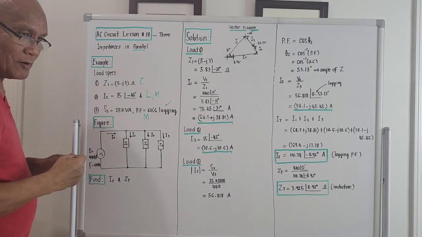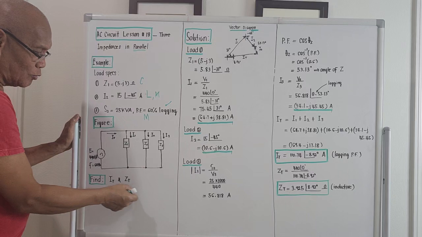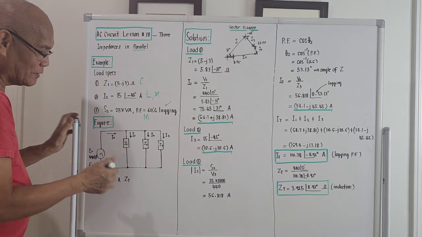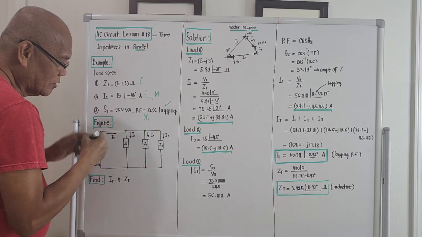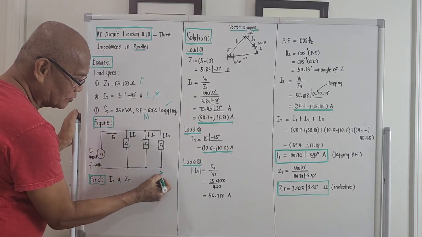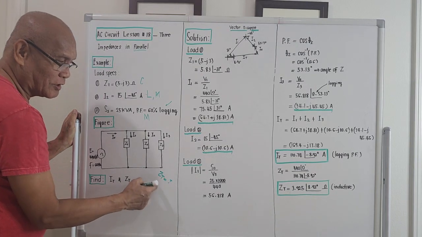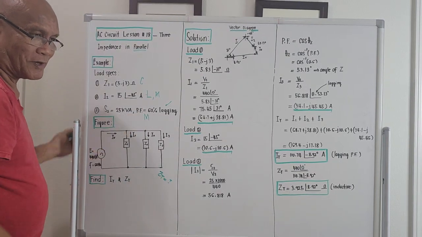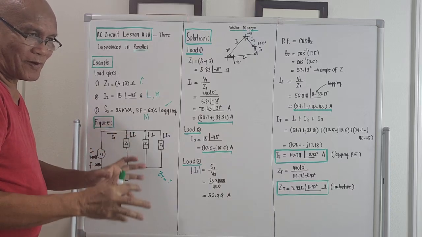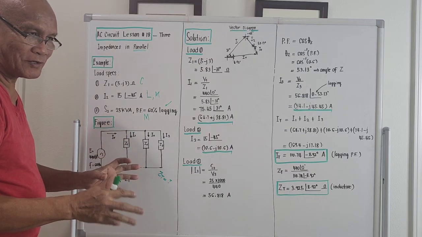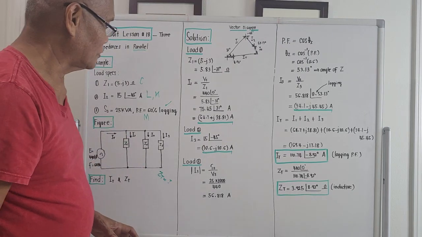The requirement of the problem is what will be the total current drawn and what will be the total impedance. Total impedance meaning if we compress these 3 loads here, what will Z total be equal to? Because if we know Z total, we could compute the total current. So the key to the solution is to find first the total impedance of the given parallel impedances. Okay, let's try to bring out the solution.